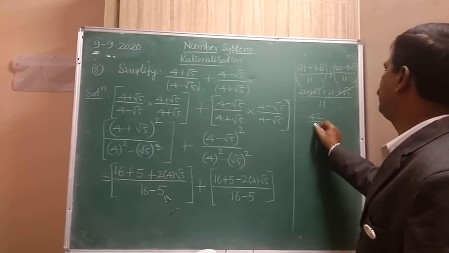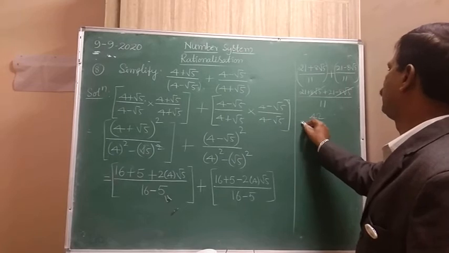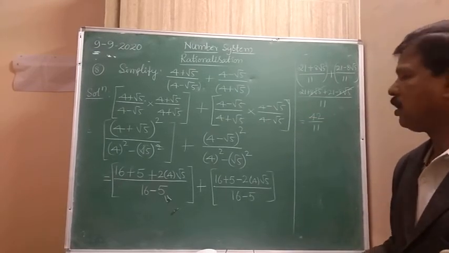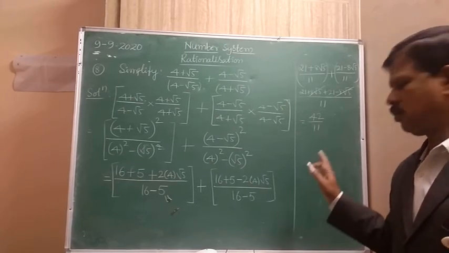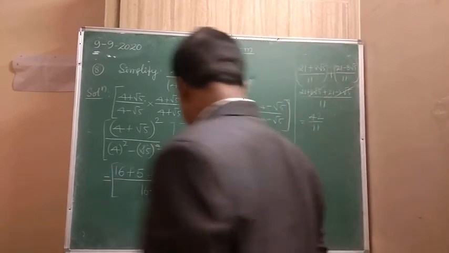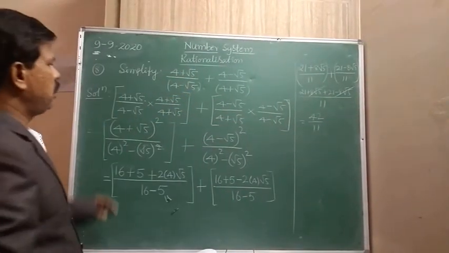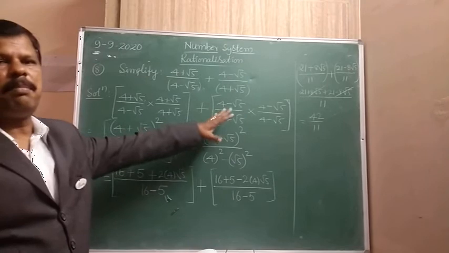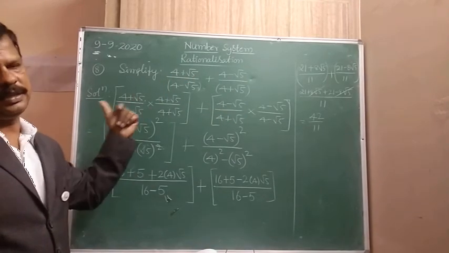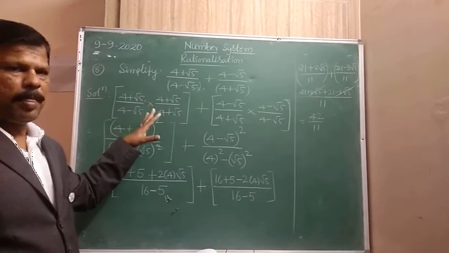42 by 11. Now is it possible to divide this? No, 42 is not dividing by 11. So keep the answer as 42 by 11. Right. This is one method of finding the value or simplifying this. Clear?